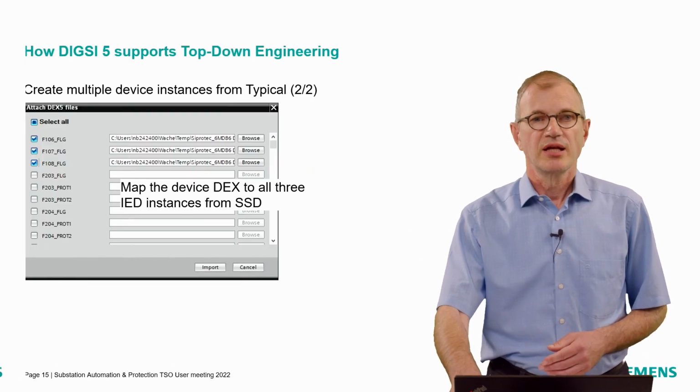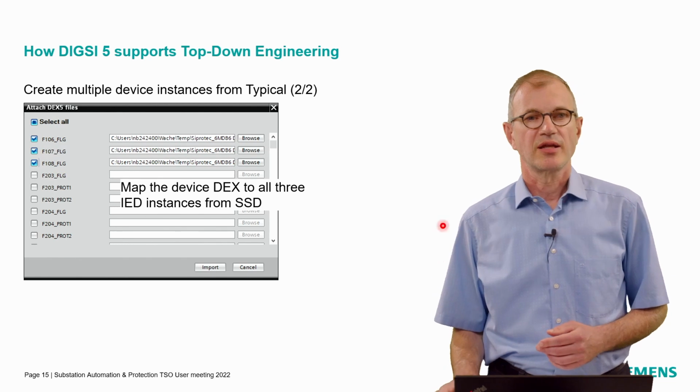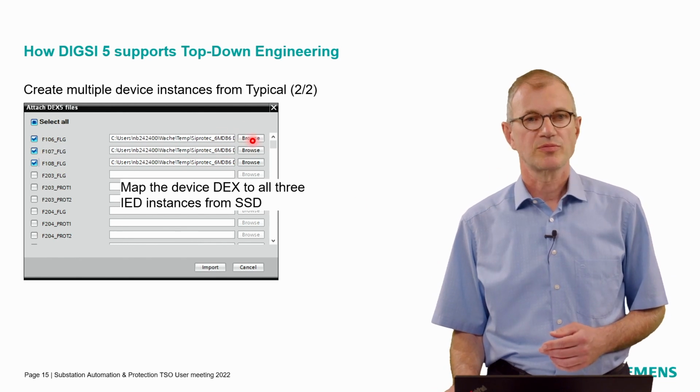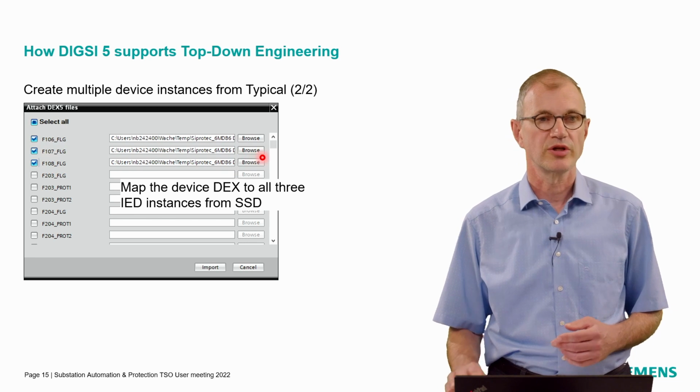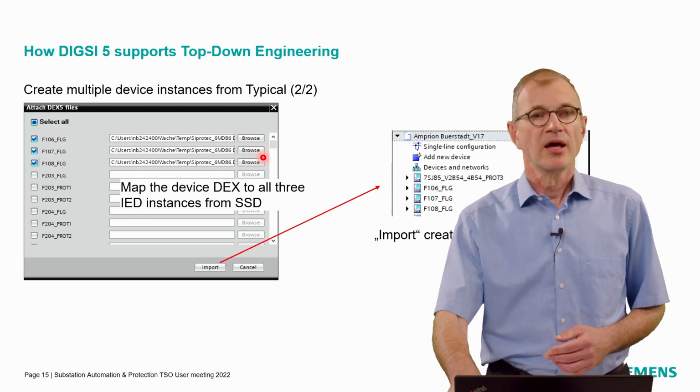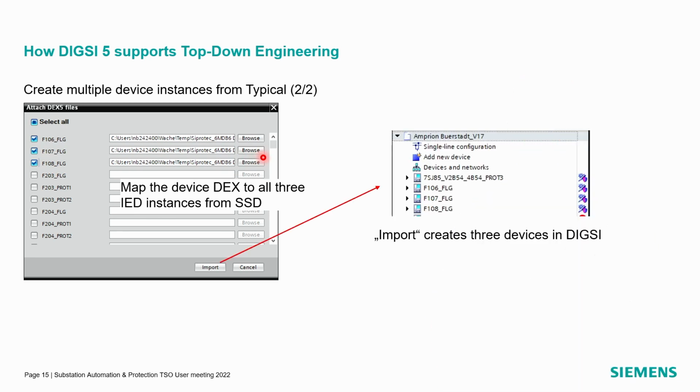So then I get a dialog where I can attach via the browse button this DIGSI file. It is then added 3 times, so it's one click and added to all these 3 boxes here. And if I click then on import, these 3 devices will be created in my DIGSI project, and they will get renamed like in the SSD file. They will get the IP addresses from the SSD file, and they are ready for use.